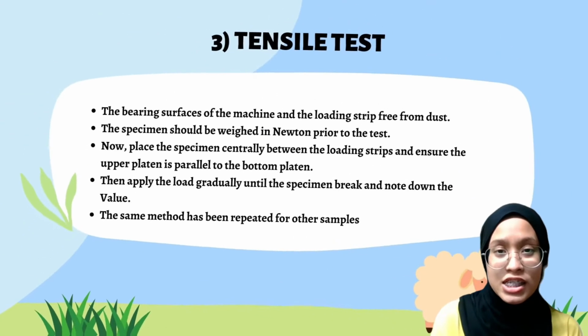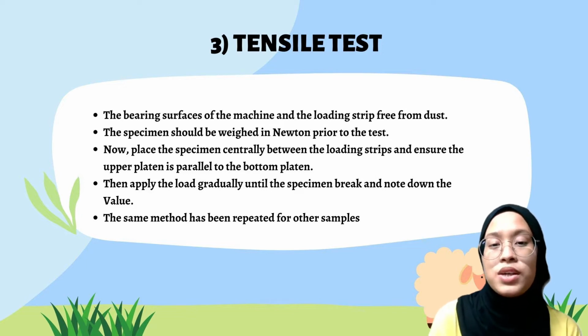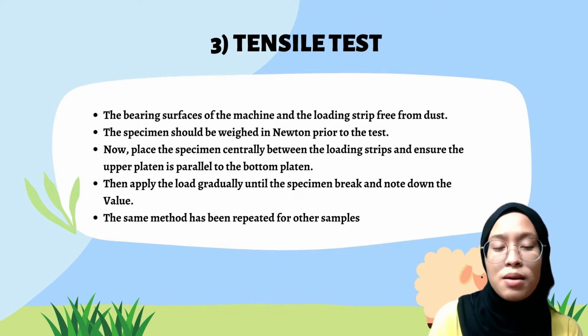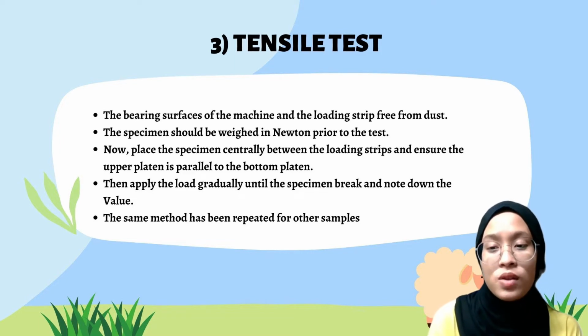And then the tensile test. The tensile test is to determine the behavior of the specimen when a stretching force is applied to it. So first, we have to make sure the bearing surface of the machine and the loading strip are free from dust. The specimen should be weighed in Newton, and placed centrally between the loading strips, ensuring the upper platen is parallel to the bottom platen. And then apply the load gradually until the specimen breaks and note down the value. And then lastly, the same method is repeated for other samples.